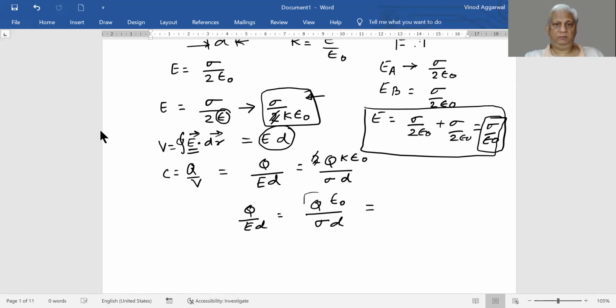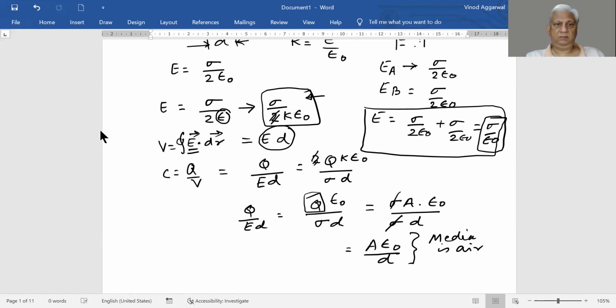And what is our Q? Q is nothing but sigma A. C is equal to A epsilon naught by D in case the media in between was air.